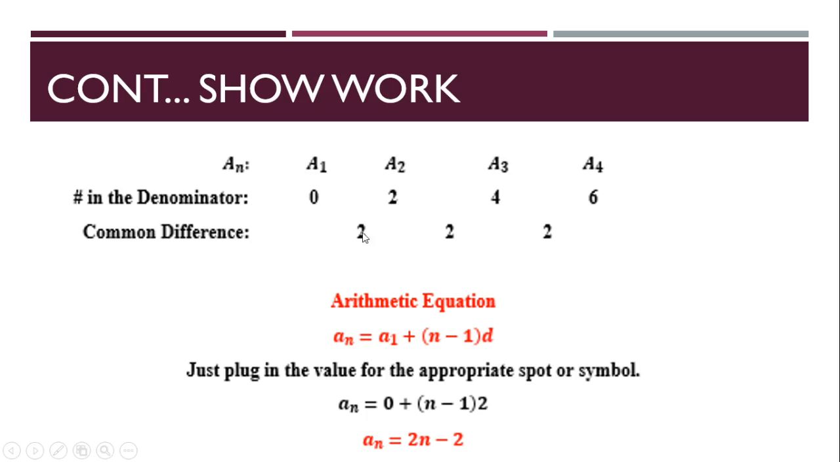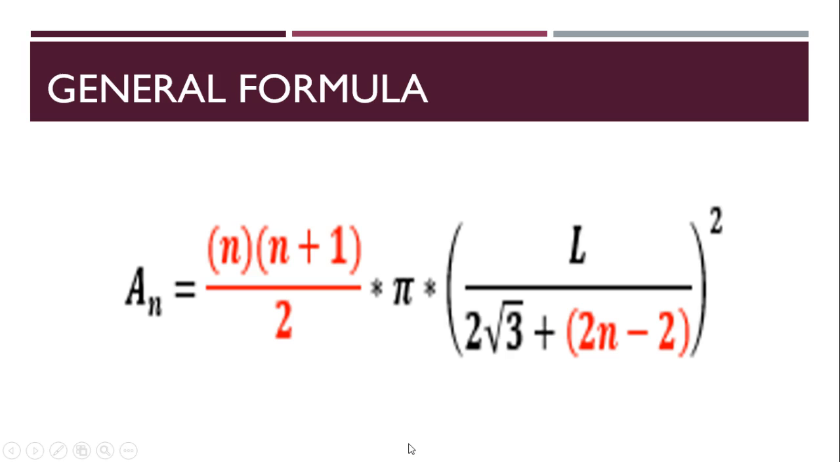A of 1 is the first term, which is 0, and this is given in the formula, so we leave it alone. And d is the common difference, so it's 2, so right here, and we simplified it to get 2n minus 2, right? This is the general formula we get.